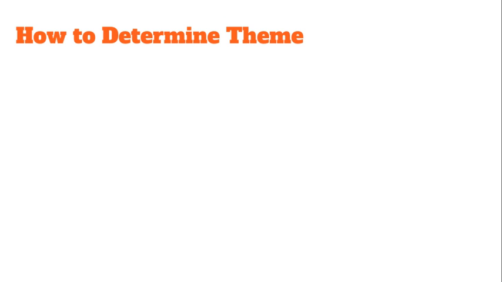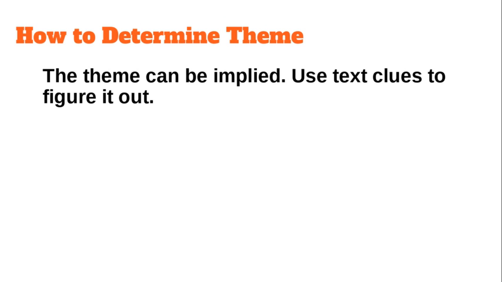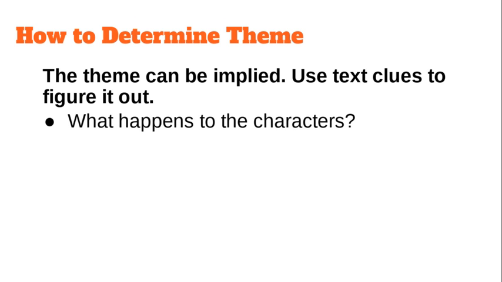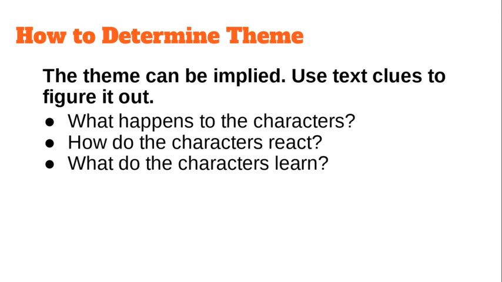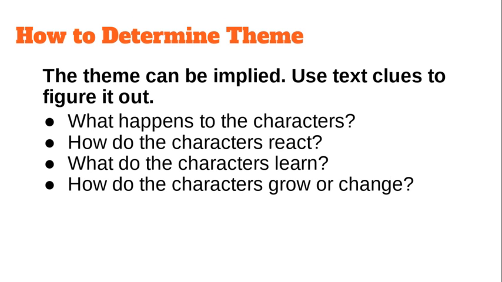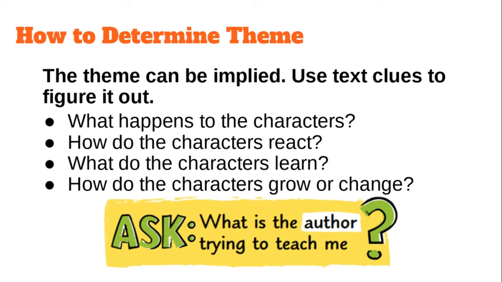How to determine theme. Theme can be implied. In order to figure out theme, use text clues. Ask yourself what happens to the characters. How do the characters react? What do the characters learn? How do the characters grow or change? And finally, ask yourself, what is the author trying to teach me?